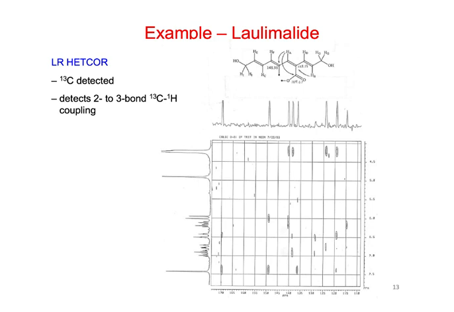And here is a long-range HETCOR. This is going to show us usually J2CH and J3CH. The challenge to this experiment is that you can't obviously tell which is which. All right, so you just have to make your data as consistent as possible.